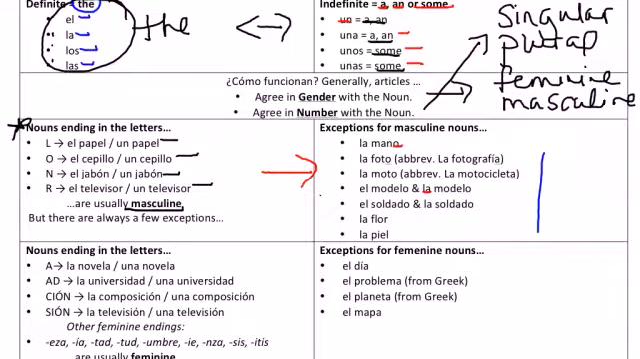Same thing with soldado, which means soldier in Spanish. It's going to refer to a male soldier or a female soldier. Then we also have la flor, which means flower, and la piel, which means skin, both of which are just feminine because those are the rules.